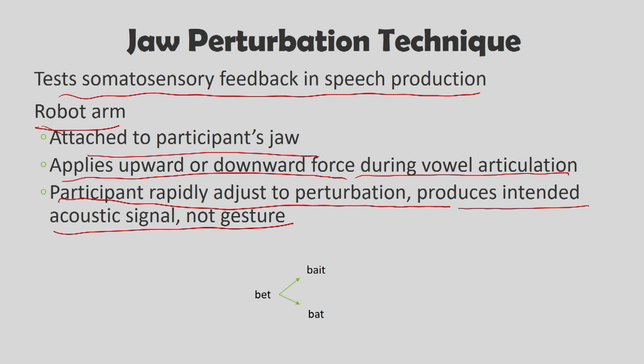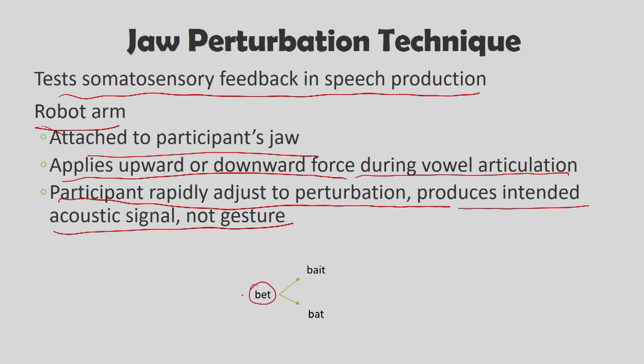So, what happens is, since the robotic arm is producing some force on the jaw, the participant is not able to produce the right vowel. But when the jaw movement is there and the somatosensory system senses that an external body is creating a force, it adjusts itself in real time to produce the intended speech sound. So, it adjusts itself in real time.